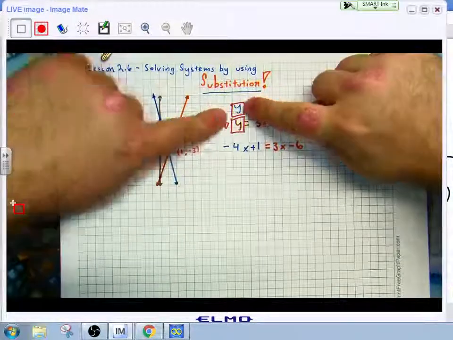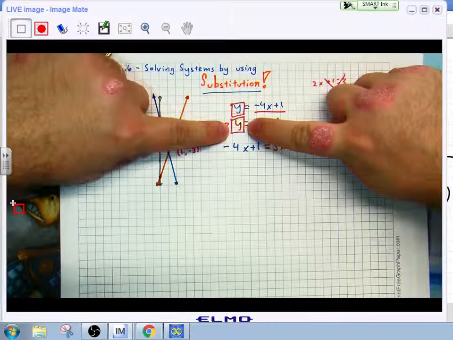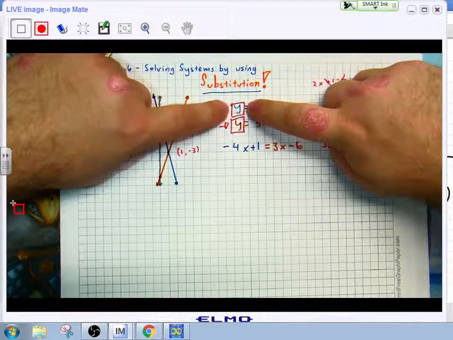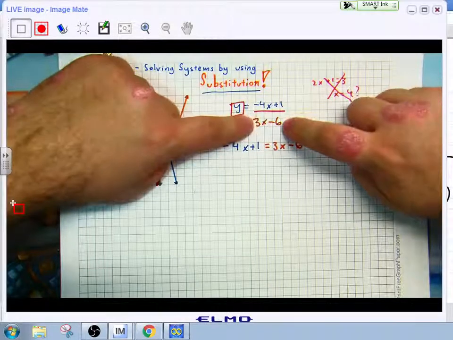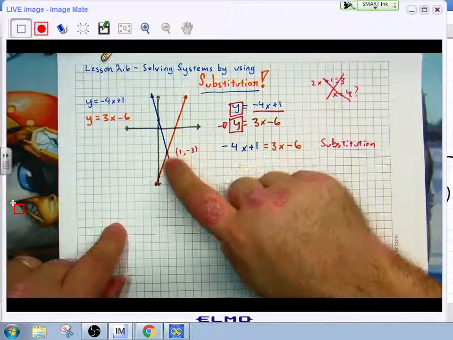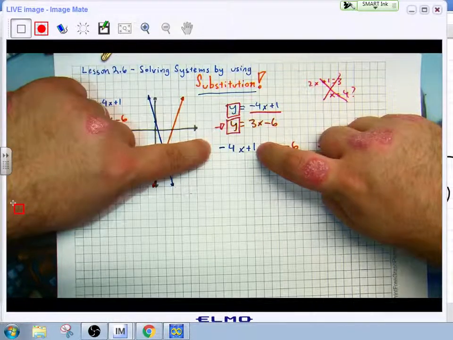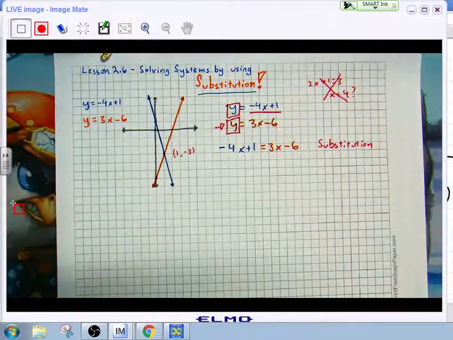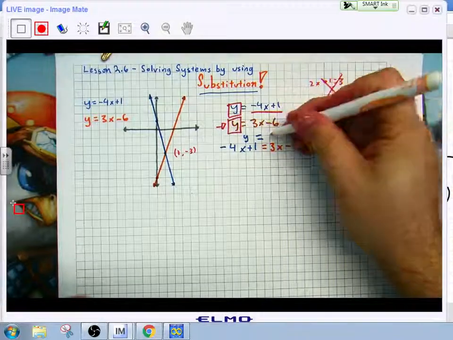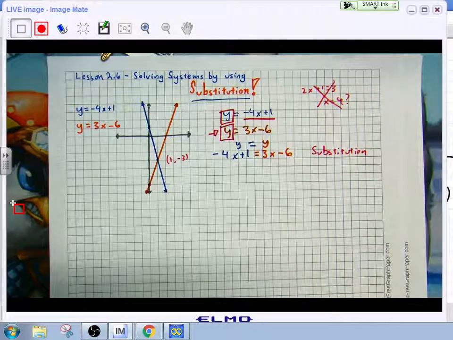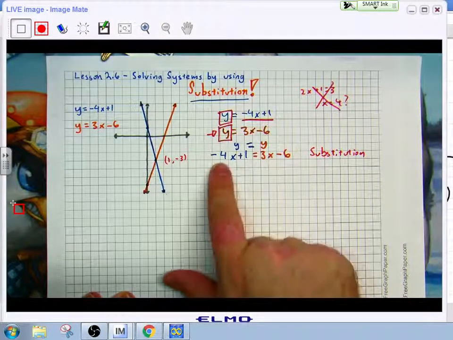So all I did is this y and this y are the exact same thing because they're both y. But if this y is -4x plus 1 and this y is 3x minus 6, I can find where they cross when their y's are the same. So I can take this and set it equal to this. Why? Because y equals y. So this version of y, -4x plus 1, is equivalent to y.